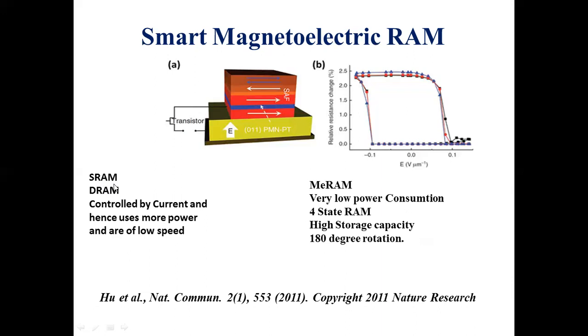The different types of RAMs are there. SRAM means static random access memory. DRAM means dynamic random access memory. These are the two basic types of RAMs already available in the market. The problem is that these RAMs are controlled by current. That means by passing a suitable current through that memory chip, the reading action of the memory takes place, and hence they use more power and are of low speed. That is the problem with the RAMs already available in the market.